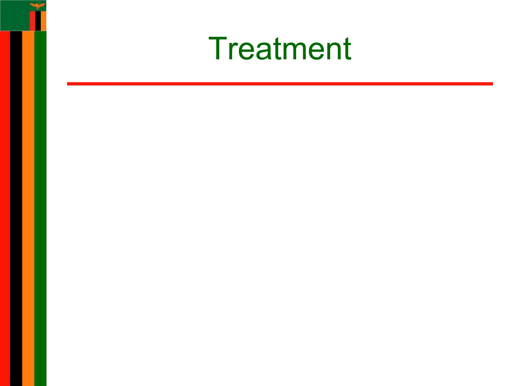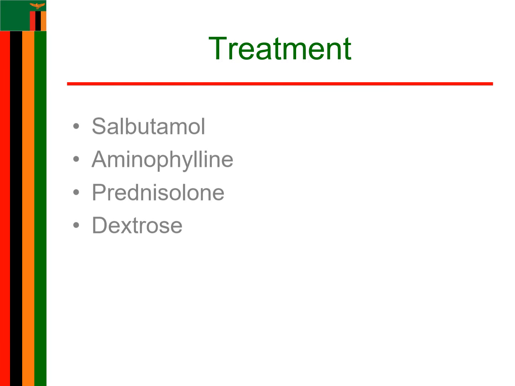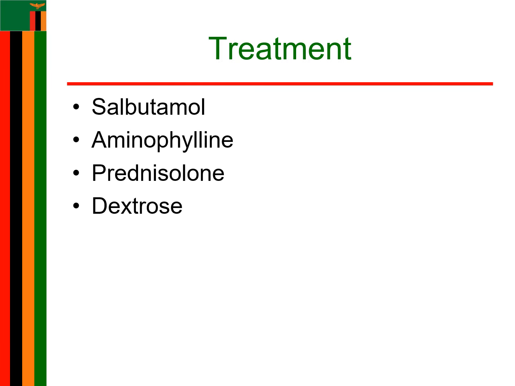Okay, so let's take a look at the treatment for asthma. When it comes to treatment of asthma, we have salbutamol, which we give 4 milligrams 3 times daily. Make sure that you do not give this drug to patients who have cardiac disorders. Then aminophylline is another drug that is given to patients with asthma. We give 250 milligrams intravenously, slowly, over 20 minutes.